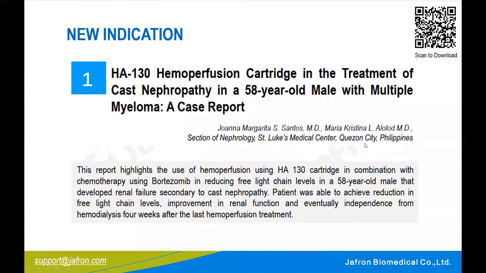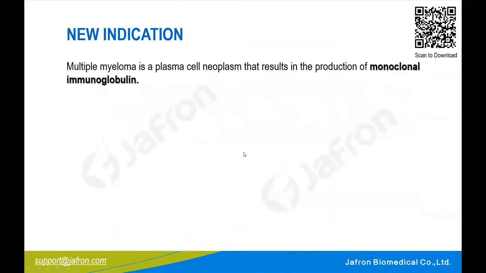So finally, this patient was able to achieve a reduction of the free light chain level, and his renal function improved. Eventually the patient left the hospital and became independent from hemodialysis and from the hemoperfusion treatment. So let's see the introduction and the background.